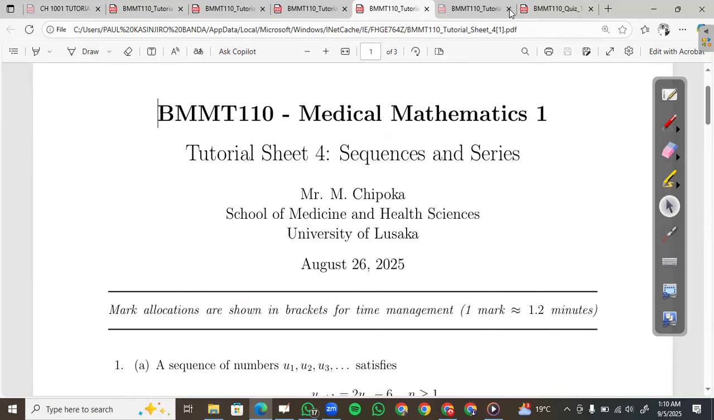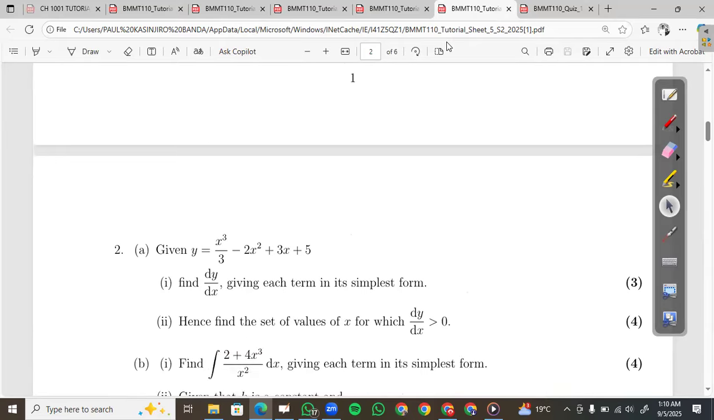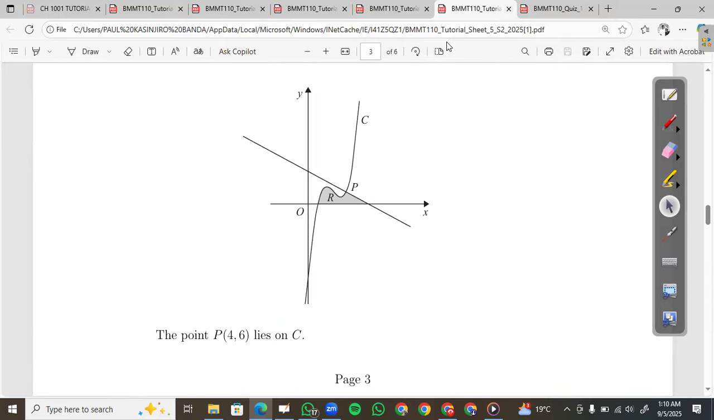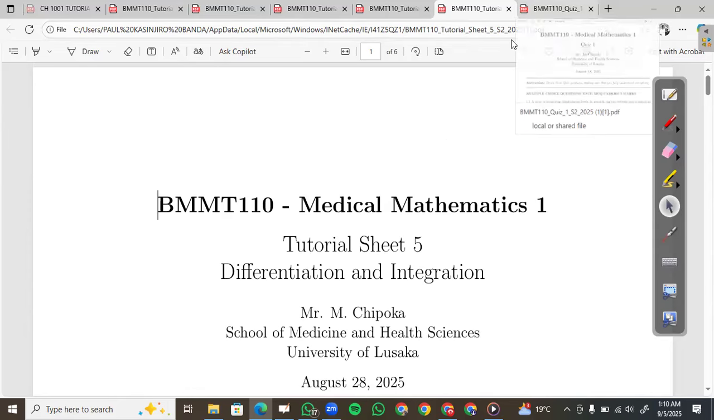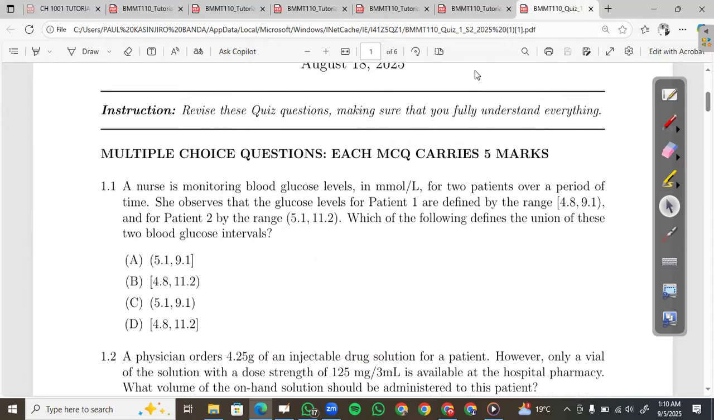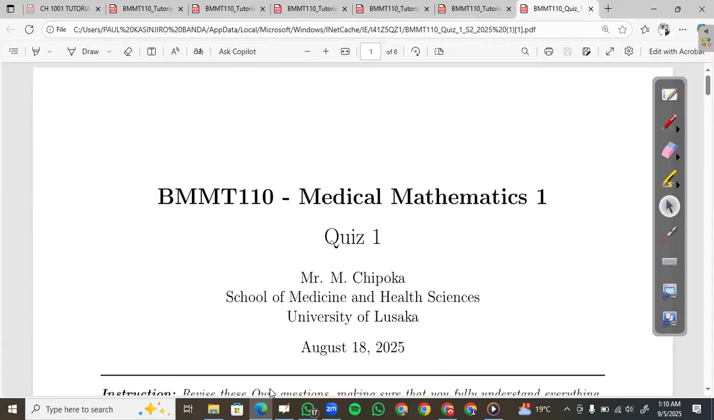Okay. So sometimes they just get the same questions from the tutorial sheet. And then even tutorial sheet 5, which is on differentiation and integration, we've also solved all these questions here and they're readily available on our website. Okay. You can also check quiz 2, quiz 1 that you wrote. We've solved this quiz, okay? We've solved all the questions and they're available on our website.